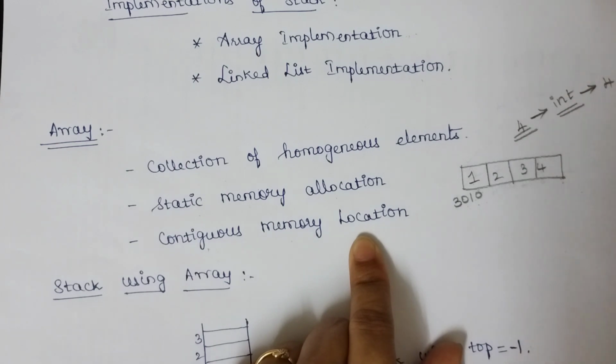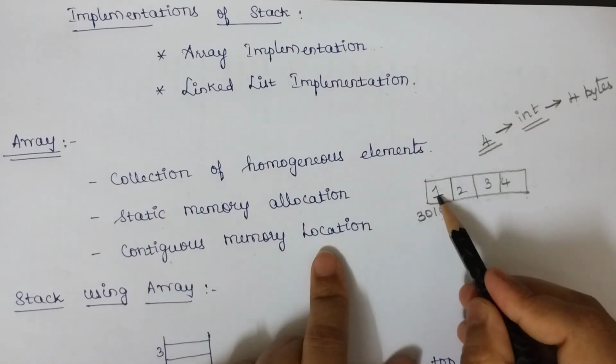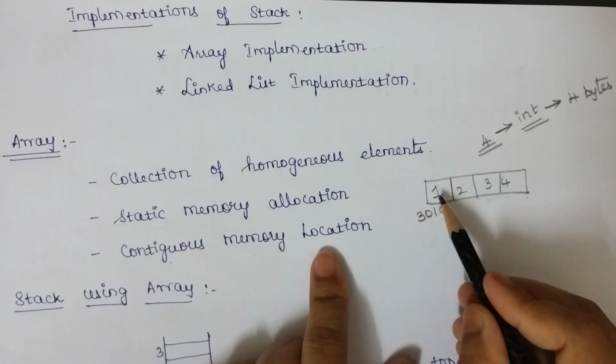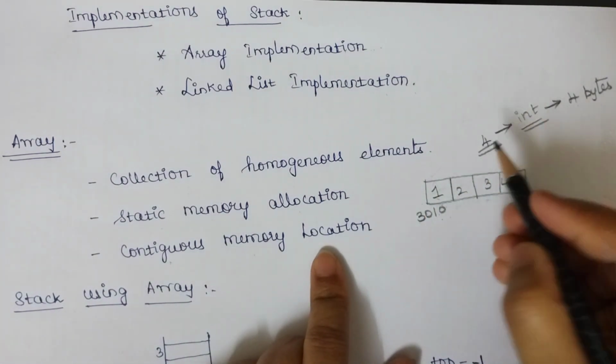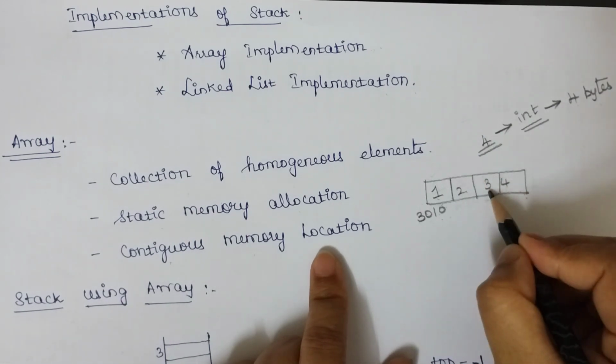Okay, each integer value takes 4 bytes as its size, right? Now if you take 1, it occupies how many? 4 bytes of memory. Whereas 2, again 2 occupies 4 bytes of memory. In the same way 3 occupies 4 bytes.